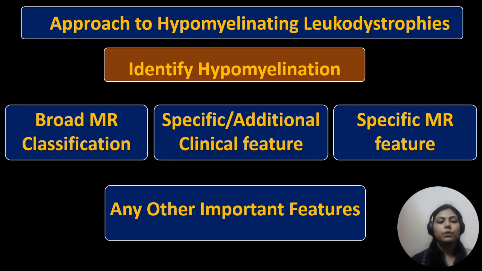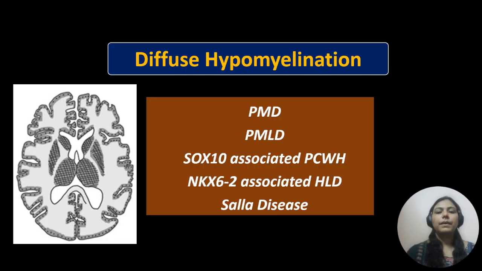So whenever we are approaching hypomyelinating leukodystrophies, first of all we have to identify whether it is hypomyelination, demyelination or delayed myelination. Then we have to have a broad MR classification. Then we have to look for any specific or additional clinical feature and any specific MR feature that may be present in a particular hypomyelinating leukodystrophy. Also, we may look at other important features which may be present in these hypomyelinating leukodystrophies. Beginning with the first pattern, that is diffuse hypomyelination.